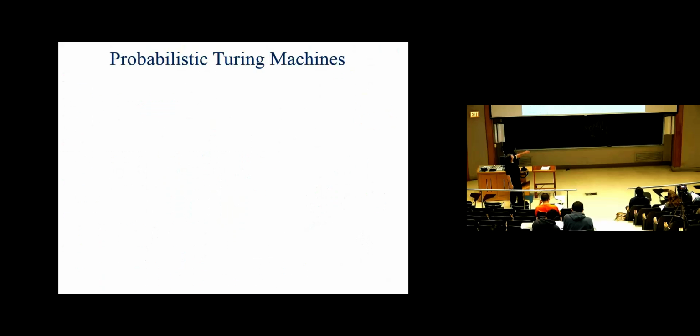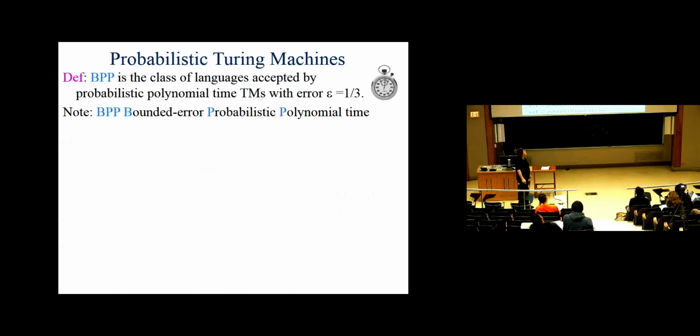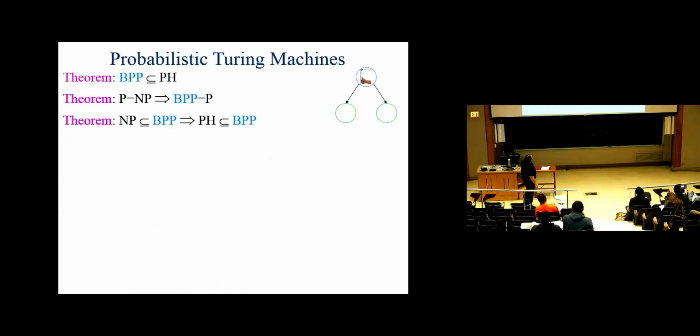Oh, by the way, there's probabilistic Turing machines that can flip coins. Again, don't worry too much about it unless you want to do a deeper dive. But here's something really cool.